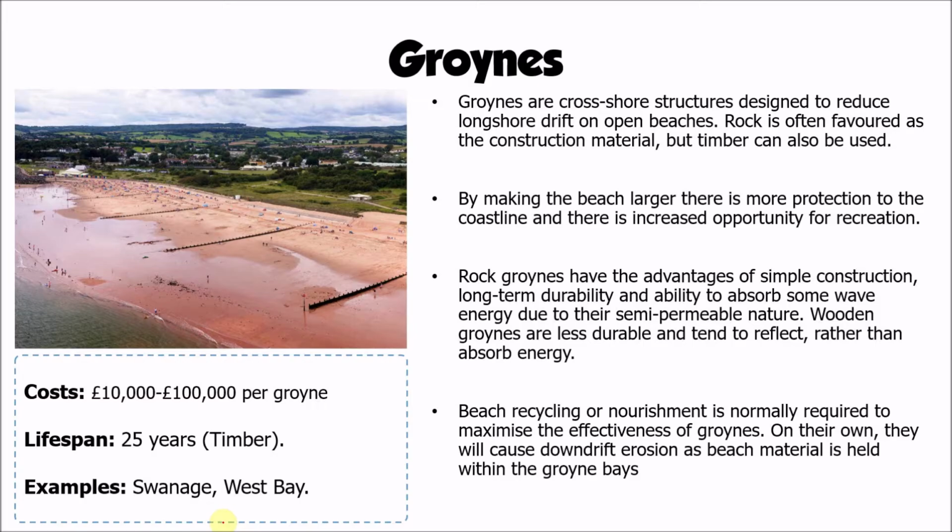Groins are another popular measure of hard engineering. We can see in the image here how those groins are built out to sea, what we would describe as being a cross-shore structure. So it's built at right angles to the shoreline, and the aim of them is to reduce longshore drift. They can either be built out of timber, but more commonly rock armour is now the preferred method of building a groin, because they require much less maintenance and they're less likely to therefore have gaps in them that would reduce their effectiveness.